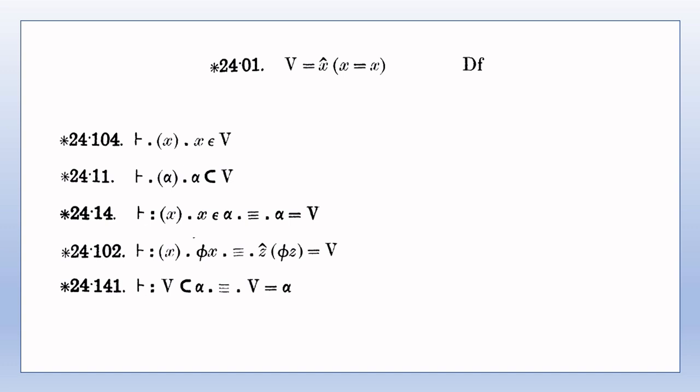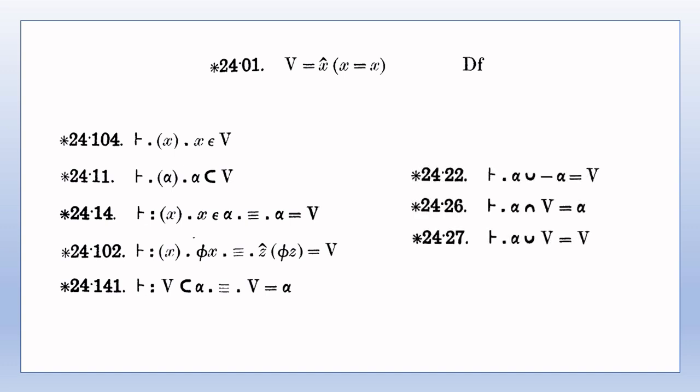That is, the universal class is the largest class, so to speak, of a given type. Moreover, the universal class is included in itself, which we know anyway from proposition 22.42. Proposition 24.22 shows that the logical sum of a class and its negation is the universal class, and proposition 24.26 shows that the logical product of a class and the universal class is equal to the former class, and proposition 24.27 shows that the logical sum of a class and the universal class is equal to the universal class.